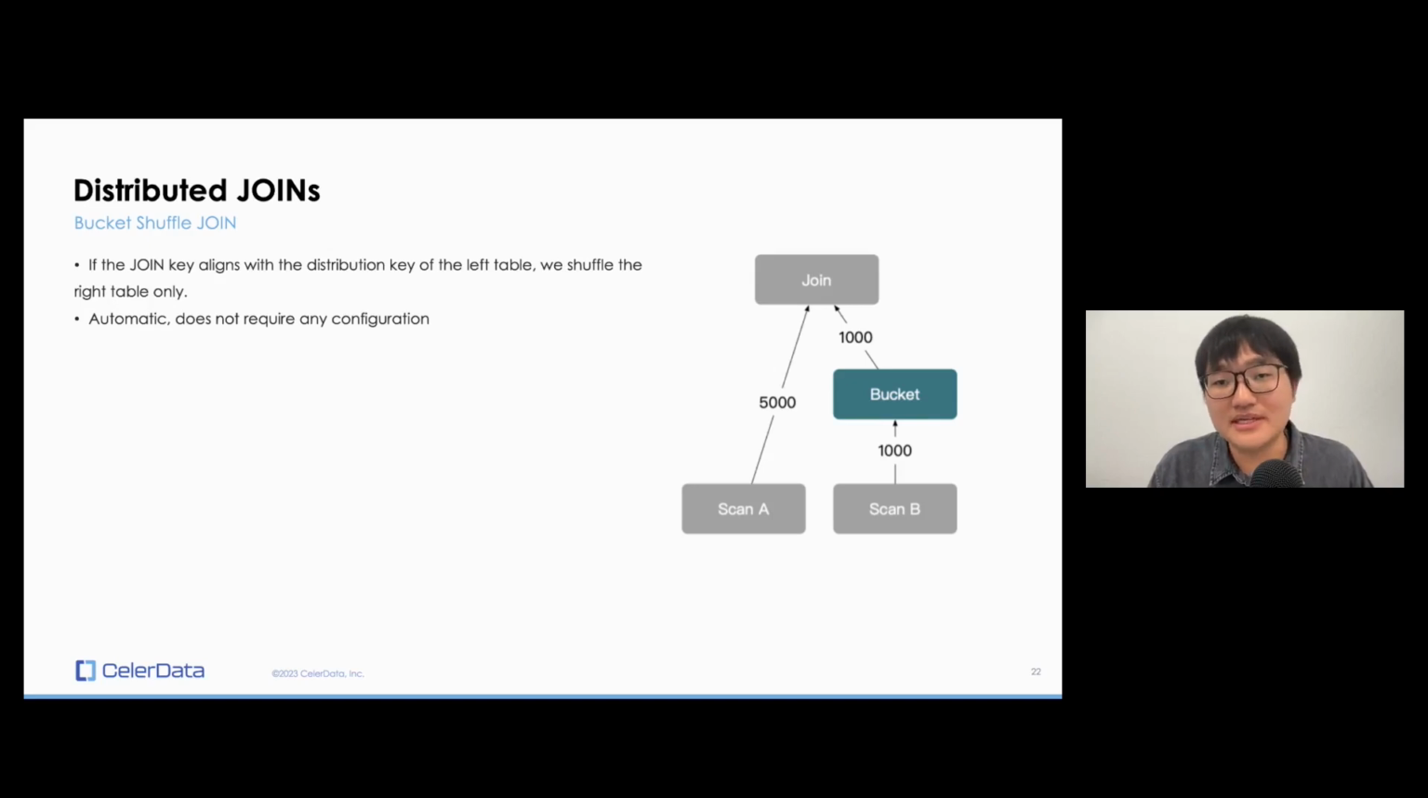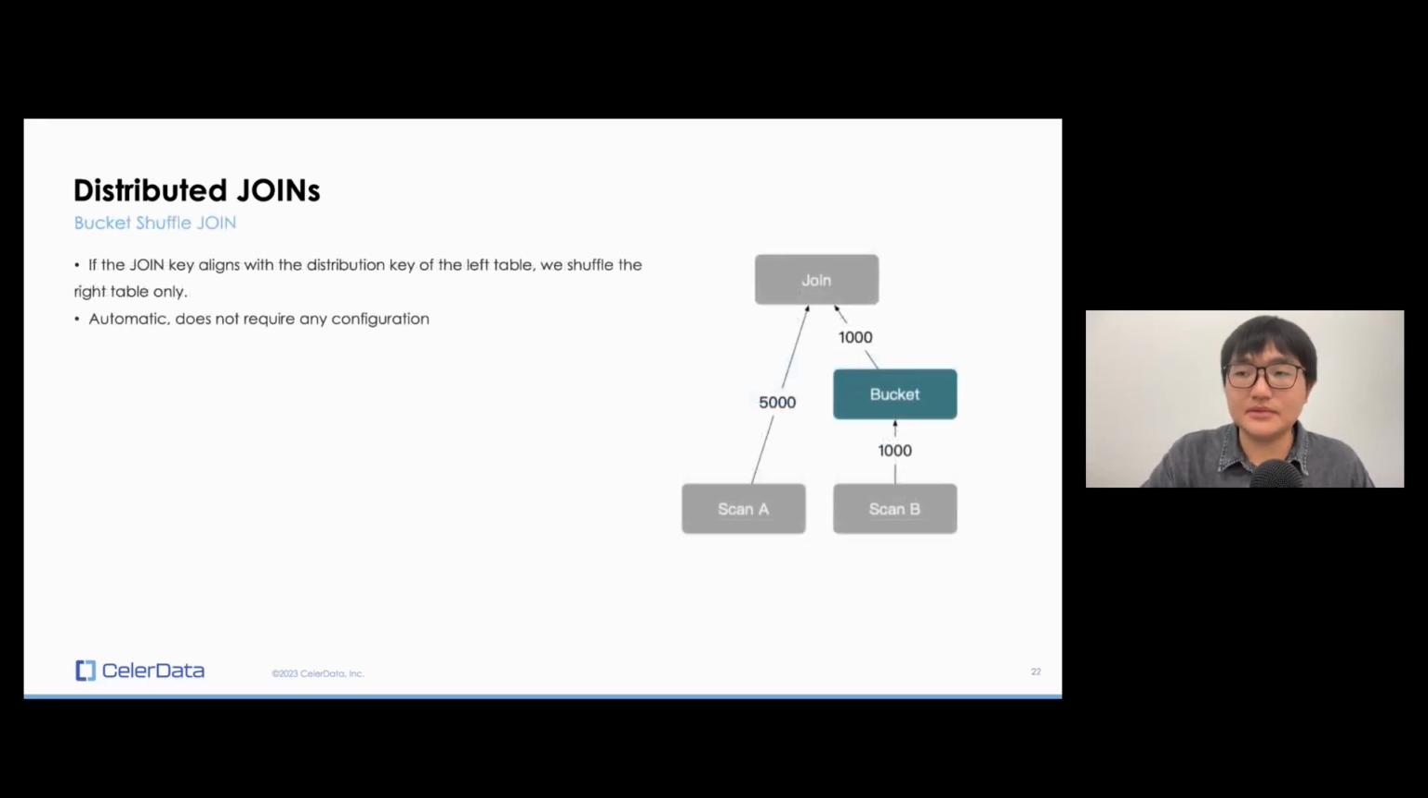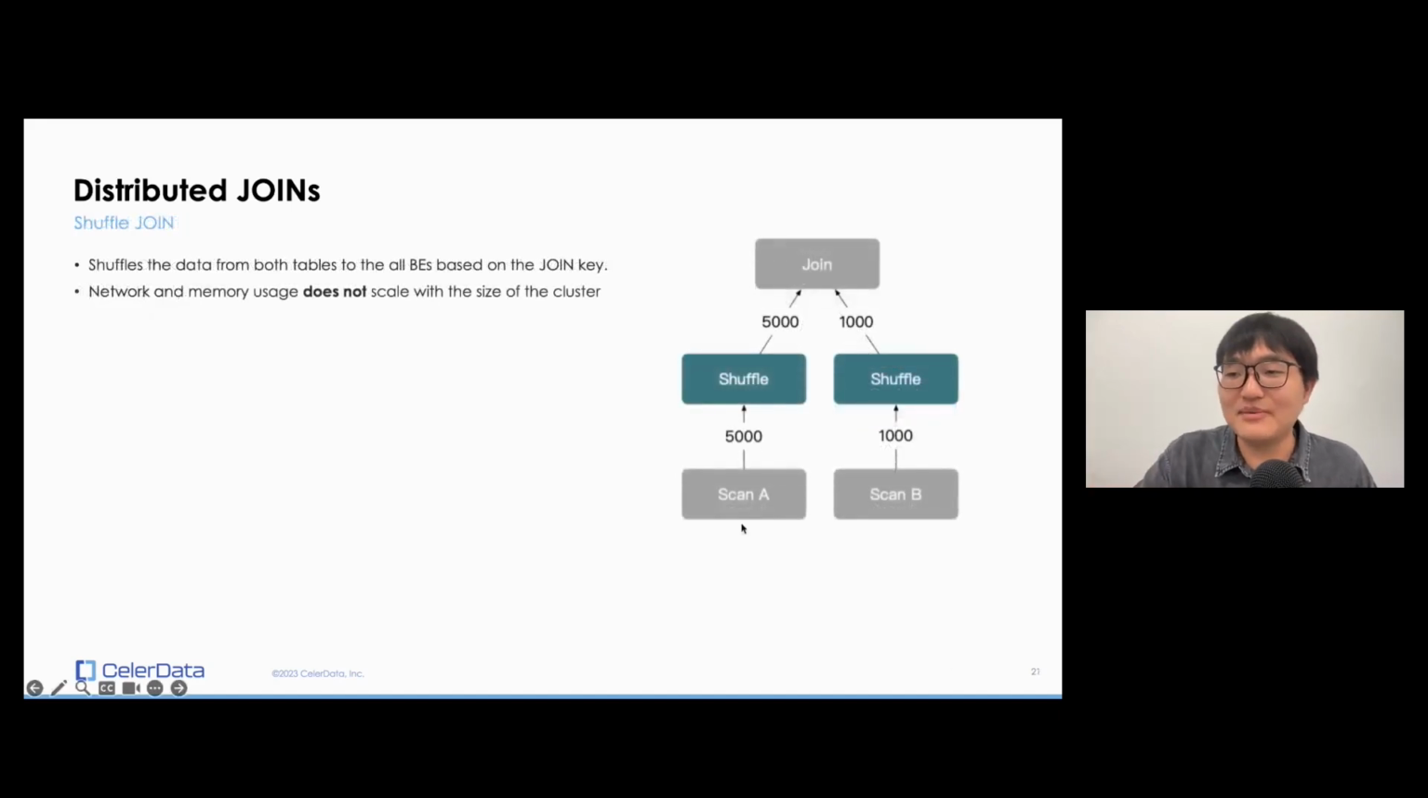So if the join key is the distribution key of the left table, we only need to shuffle the right table, and that makes network incredibly cheap, right? The network cost of this is only the data size of B, and the memory cost is only the data size of B as well, because for A, we can do it downstream. We can do it incrementally, right?